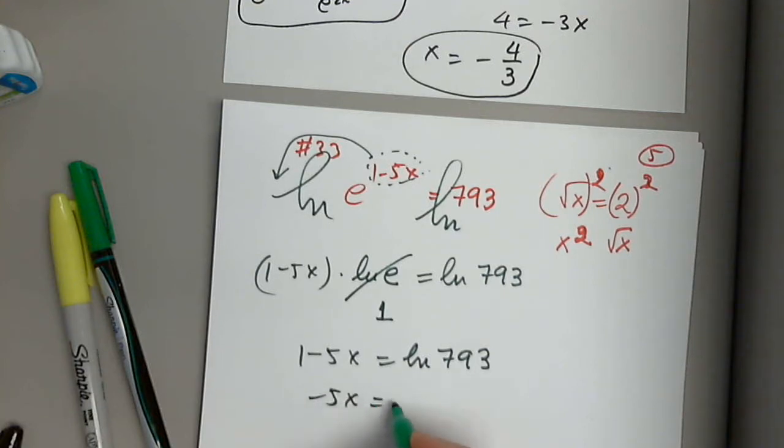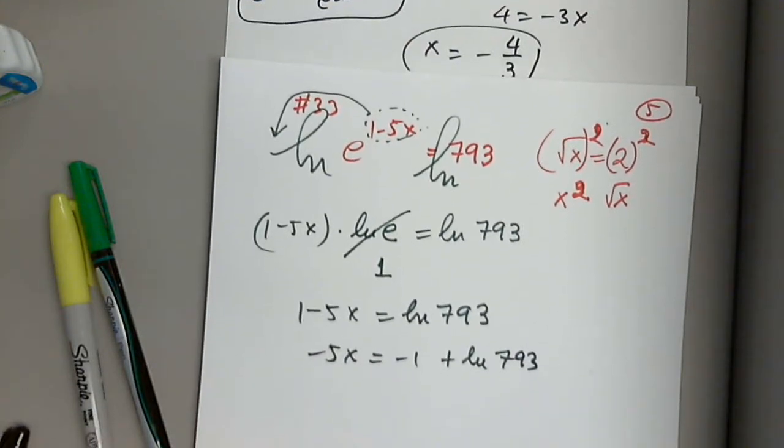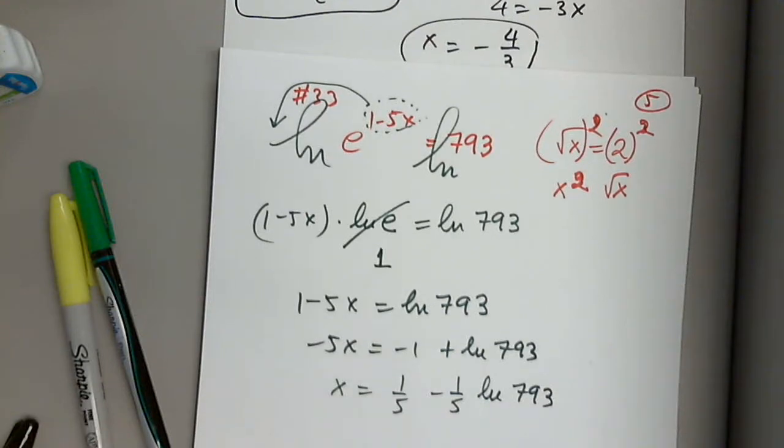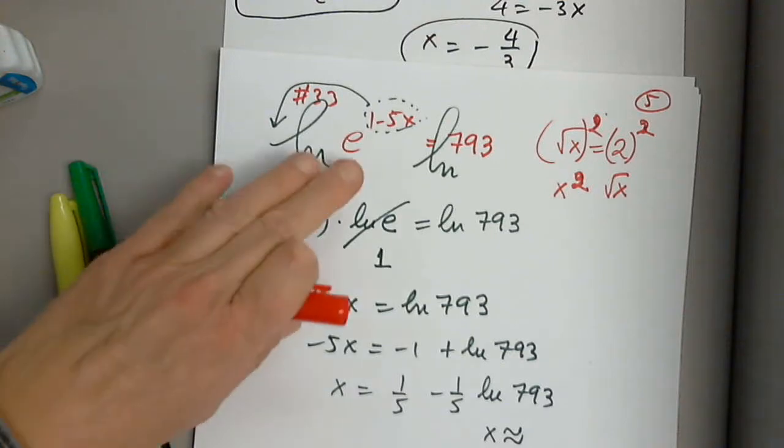Very good. And? Awesome. x equals 1/5 minus 1/5 natural log 793. I want to approximate this. We're not going to do it on all problems, but let's approximate it and go back and check. How will I check and where will I check? Here's how I will check.